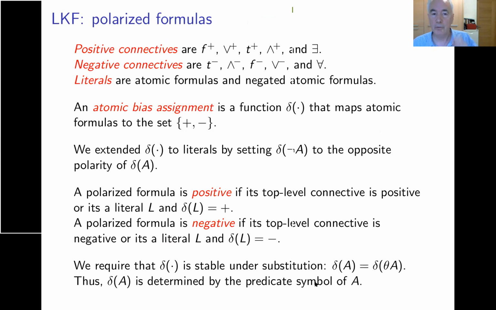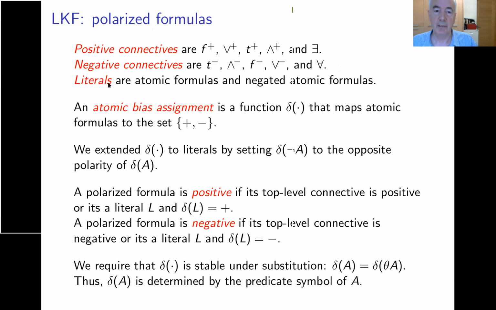So in order to do this, we're going to introduce LKF, F for focused. And this proof system doesn't deal with formulas so much as polarized formulas. All the propositional connectives you see here in the first line will have a plus or a minus attached to them. So I have a plus on one and a negative also on an and. So I have positive connectives including existential and negative connectives including universal.